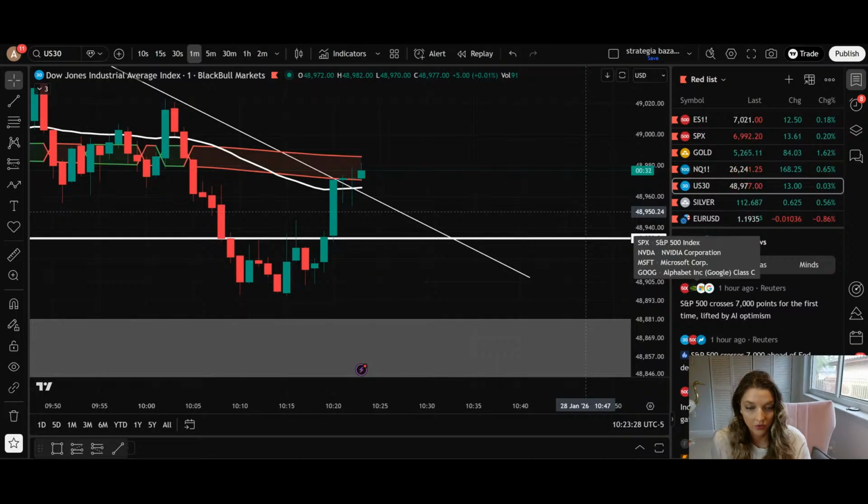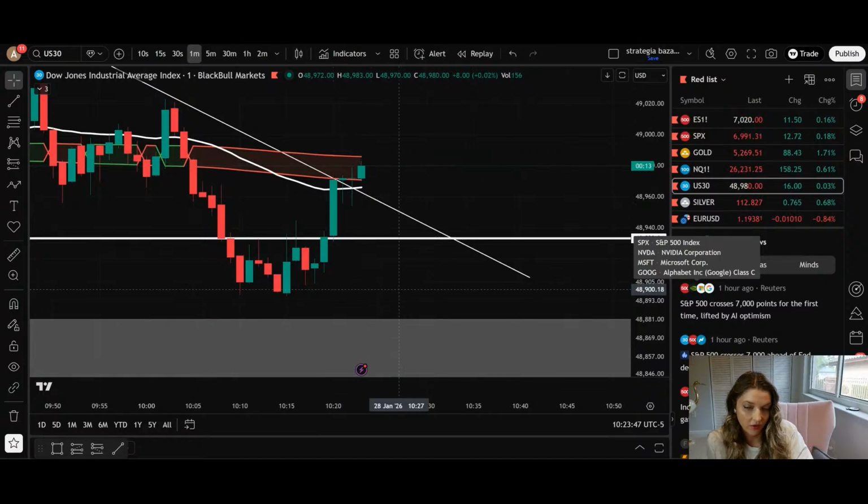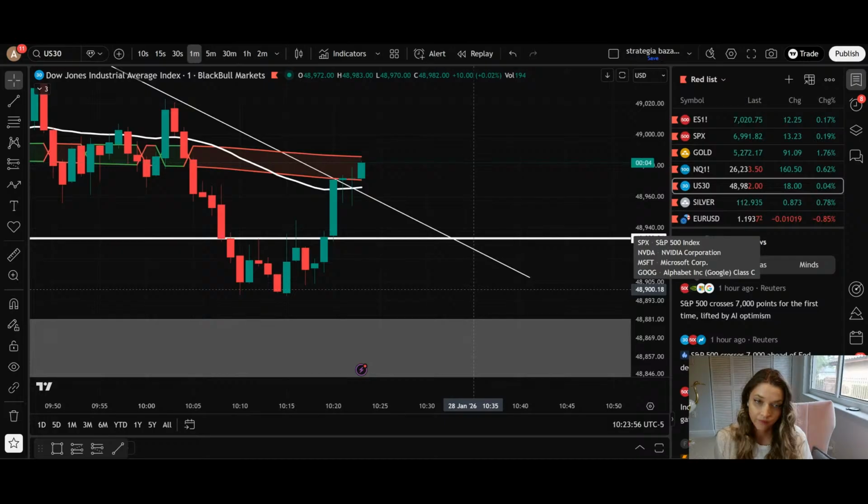But do you know what I consider a beautiful rejection? It's the first candle that touches the area. In the next 4 to 5 candles, I need the price to break the first candle that touched the area. So right now I have 1, 2, 3 forming. If in the next 2 candles the price doesn't come here, it's not a rejection in my book.